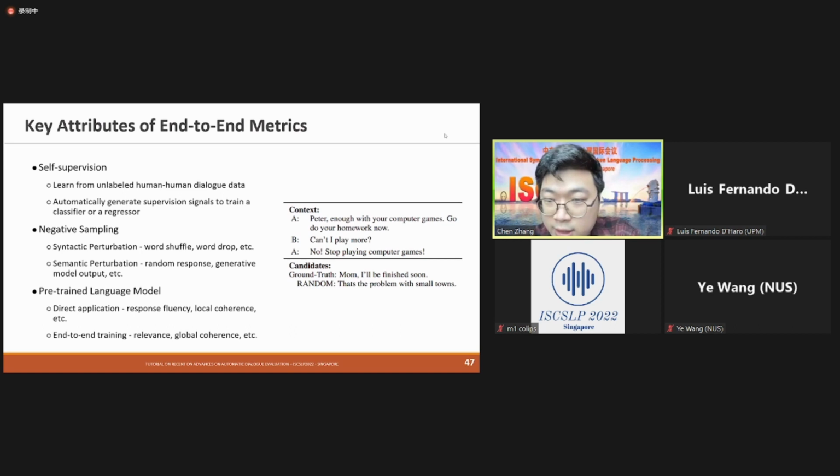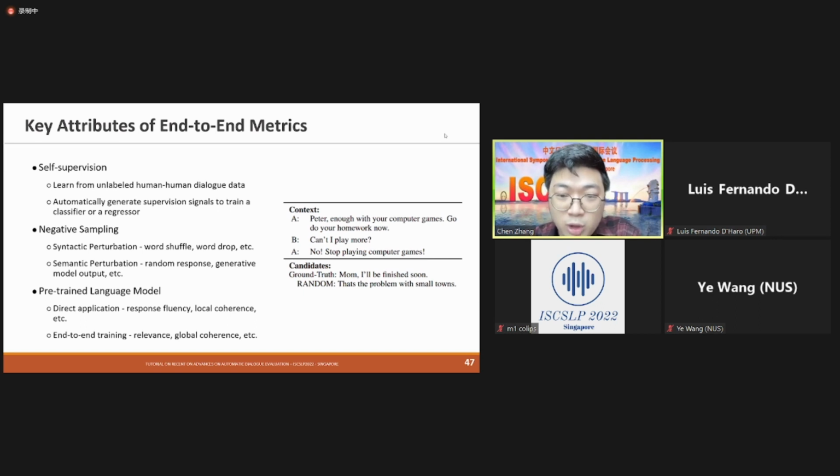So here we can see an example. We have the dialogue context, then we have the original ground truth response that is derived from the human-human conversation. Then we rely on the random utterance sampling strategy to obtain one response from a different dialogue. So we try to train a metric that is able to tell the ground truth from the random response. This is just an example of negative sampling. Of course, there are many different sampling strategies to improve the metric performance.